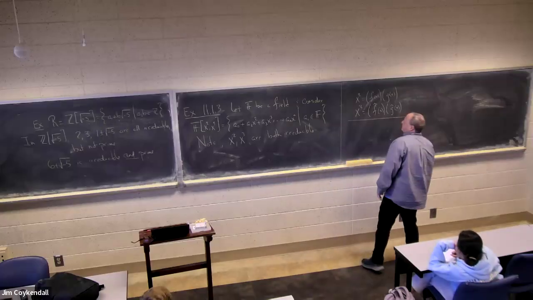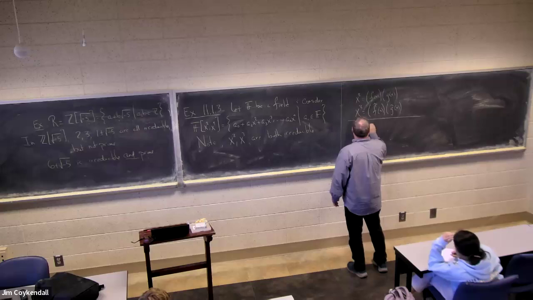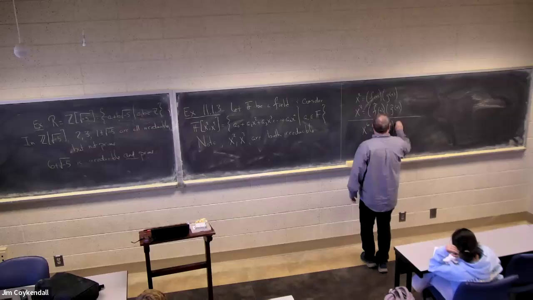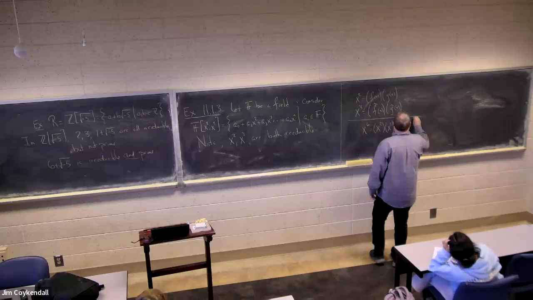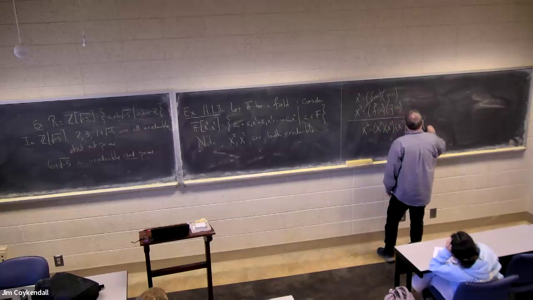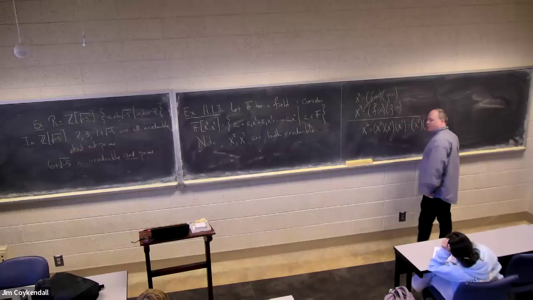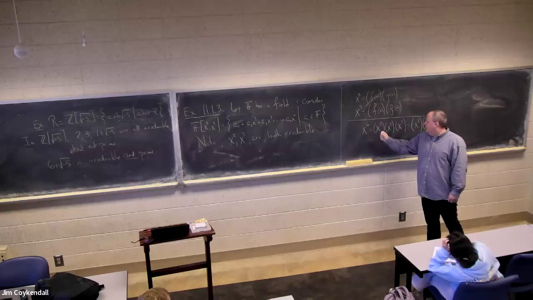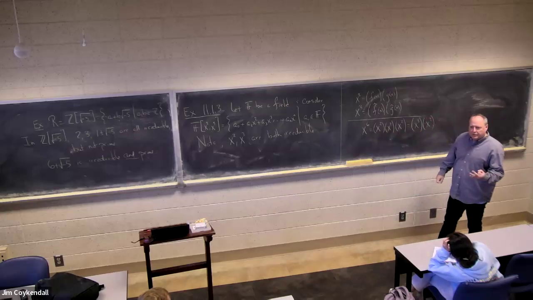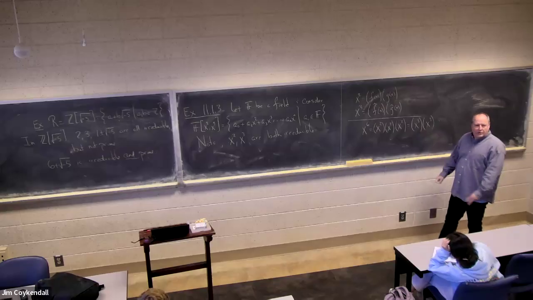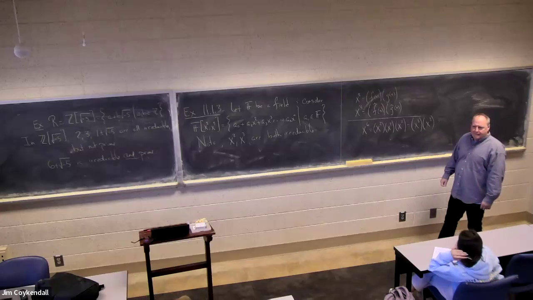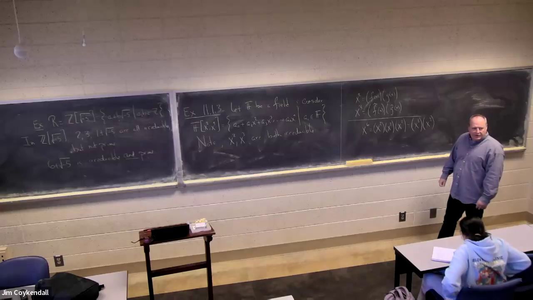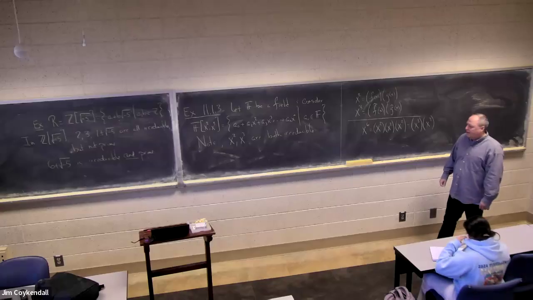Now, check this out. You see immediately this ring does not have the fundamental theorem of arithmetic, because x to the 6 factors into 3 irreducibles this way and 2 irreducibles that way. So not only do you have different factorizations, they're even of different lengths.